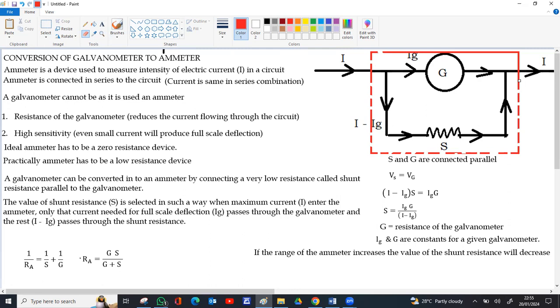Practically, when we see an ammeter in the lab, we never see the shunt resistance, that will be inside the box. We only see the galvanometer part, which shows the deflection.